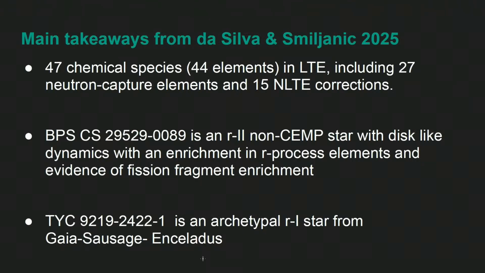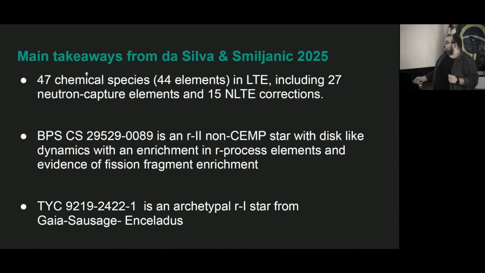So what are the main takeaways from this paper? We managed to get for BPS 47 chemical species, 44 elements, including 27 neutron capture elements with 15 non-LTE corrections. This is the most chemical element determinations done for a star, for a metal-poor star. BPS is an r2 non-SAMP star with disk-like dynamics, mono-enriched by a population three supernova. Antlia is an archetypical r1 star from the Gaia-Sausage-Enceladus merger.